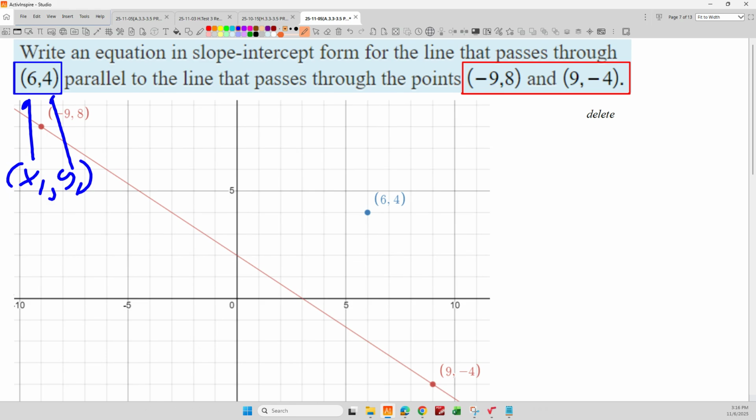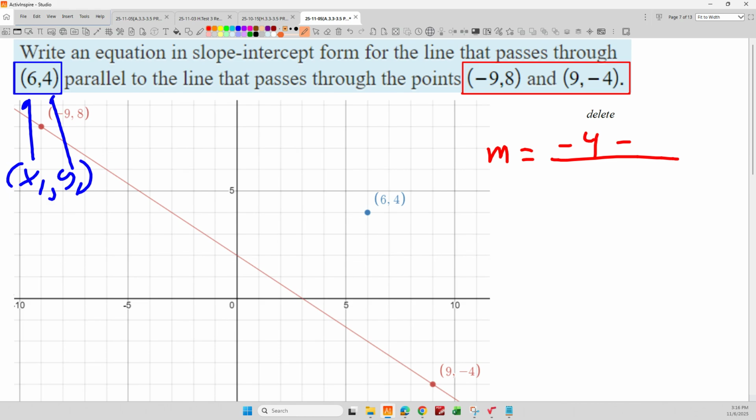Okay, if it's parallel to the red line, then their slopes are equal, right? So if I calculate the slope of the red line, my line's going to have the same slope. So let's do that. What's my slope? Okay, everybody agree? -4, so I'm subtracting y value.